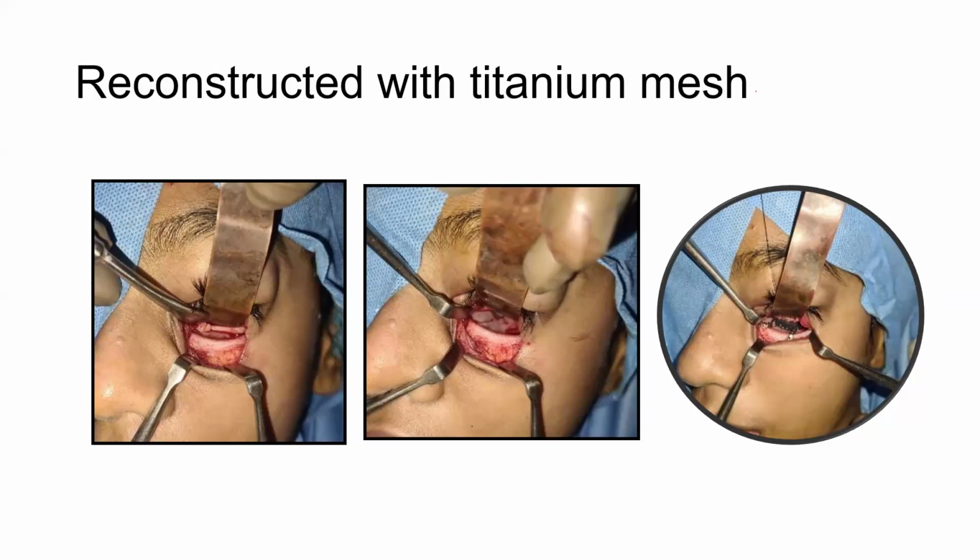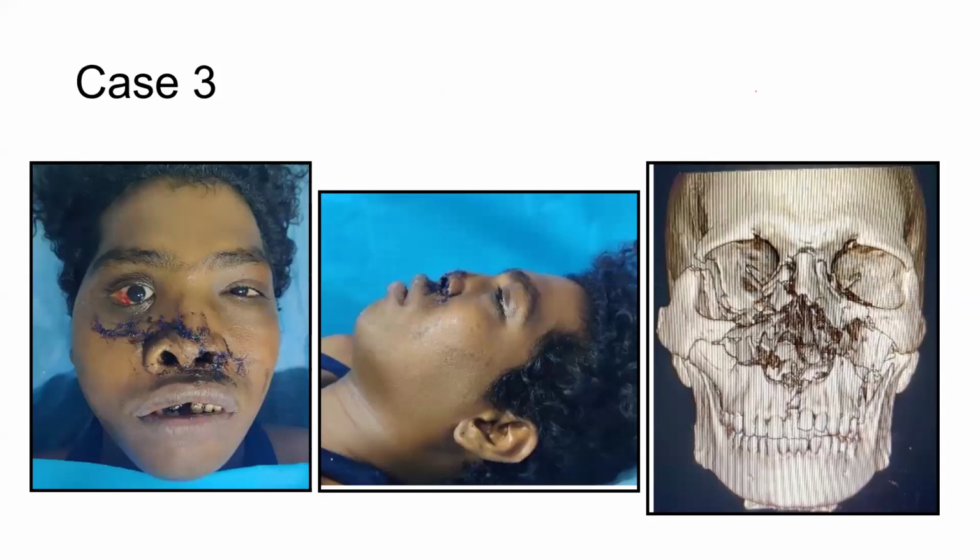So increase the defect. Now that it is a single wall defect, a more anterior one, a normal titanium mesh is enough for covering the defect. This boy, it is an impure blowout fracture. When there is a case of impure blowout fracture, the surgical sequence is to make it pure.